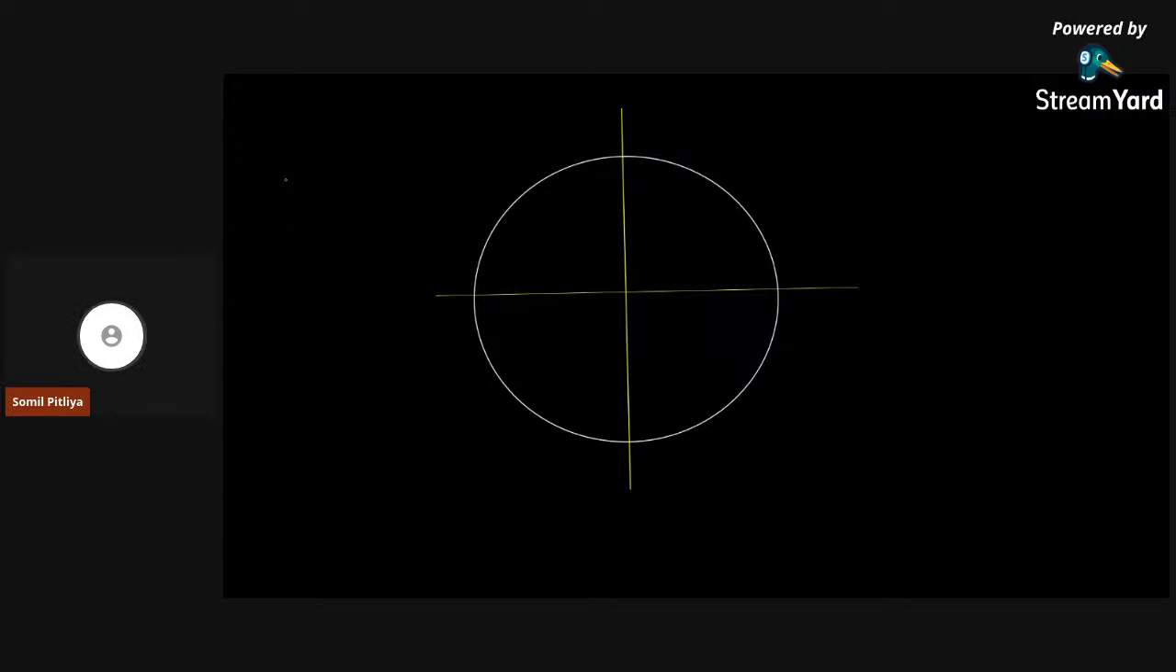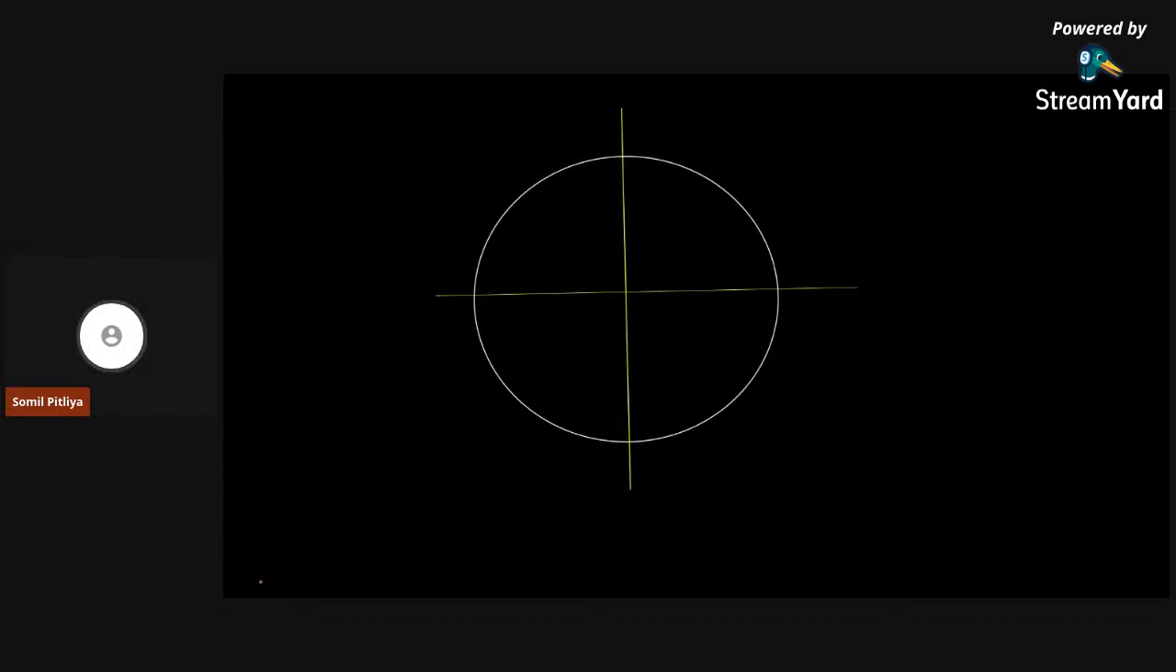Now this is my circle, and I've divided the circle into four parts, or I can say each part is one quadrant. So I divided the circle into four quadrants. Now, as these two lines, my x-axis and y-axis, are passing through the center, I can say that these two lines divide the circle into four parts which have four equal areas.